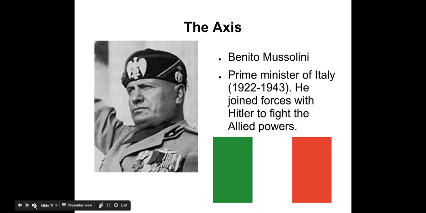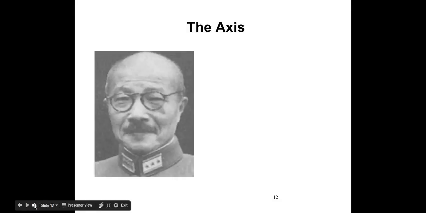Benito Mussolini was the prime minister or leader from 1922 to 1943, and he was a fascist. He also believed in one supreme power. And he joined Germany because he realized you could not defeat Germany. It's easier to join your enemy than fight them. So now we have the two powers of Germany and Italy.